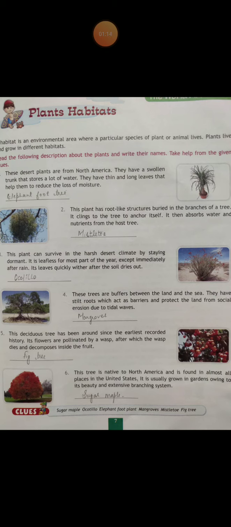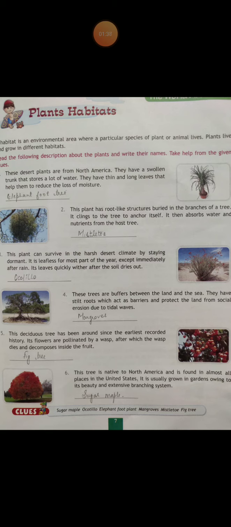The next plant which we have is this plant has root-like structures buried in the branches of a tree. It clings to the tree to anchor itself. It then absorbs water and nutrients from the host tree. We call it mistletoe.